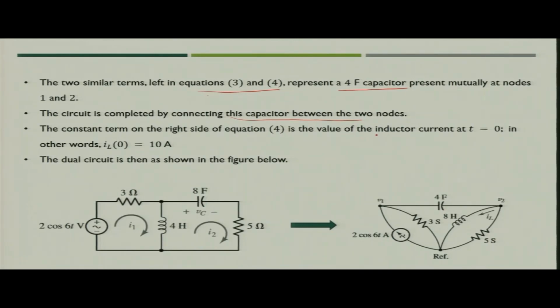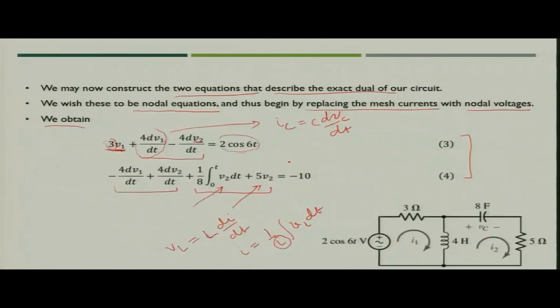Finally, what is left? We are left with the equation 4 value, that is the inductor current at t equal to 0, because here if you see, the value of minus 10 is coming, and this is representing the current value. So, what is left is that the voltage across the capacitor was minus 10 volt.